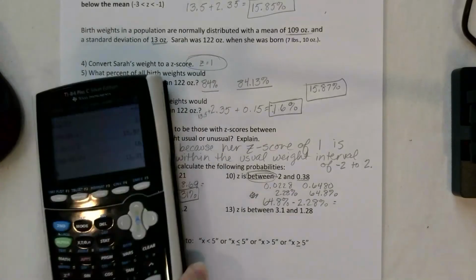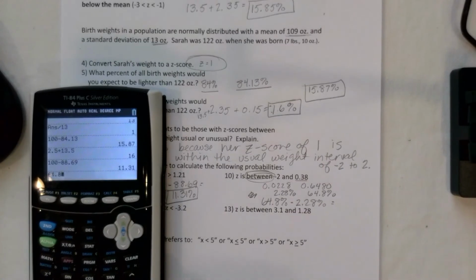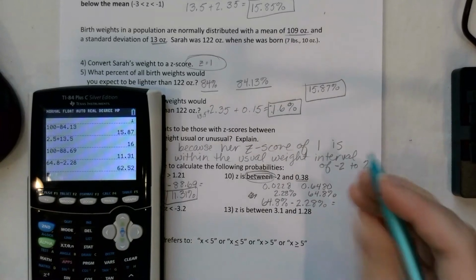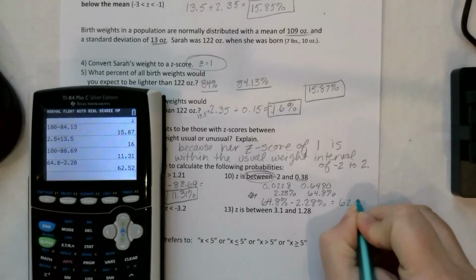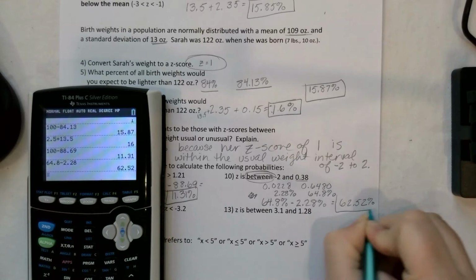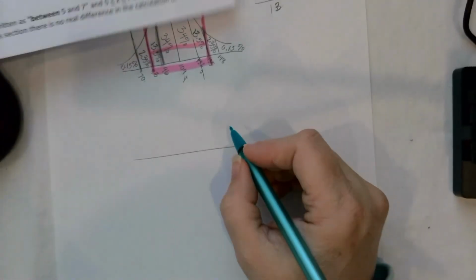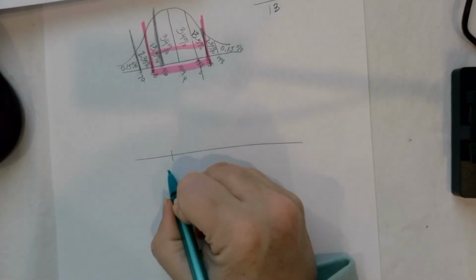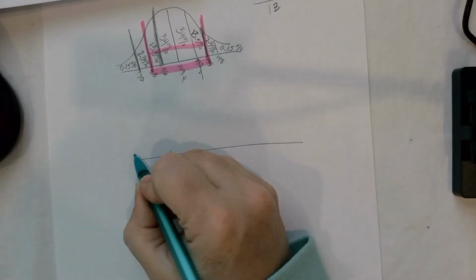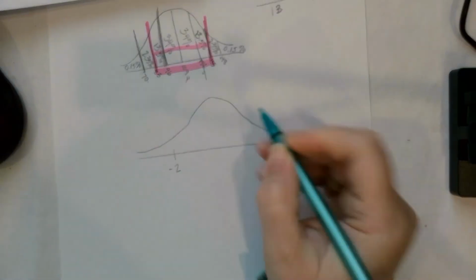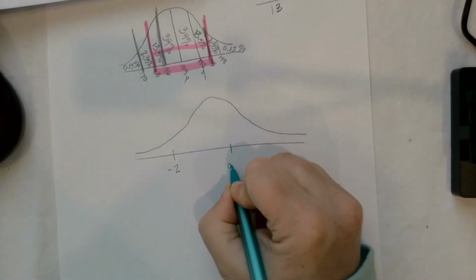So 64.8 minus 2.28 gives me 62.52%. And the reason is, when it says between those two things, I want you to think about the idea of being between something. If I have my number line here, and I'm looking for between, let's see, that example was -2, and here, let's just draw a hypothetical here, and 0.38.